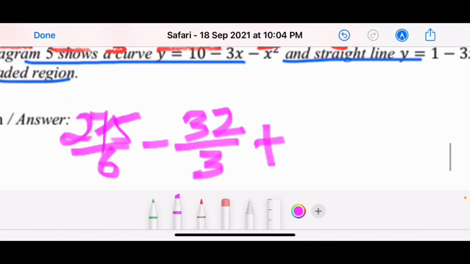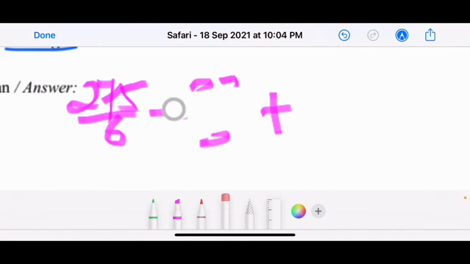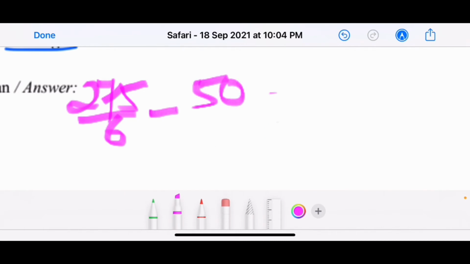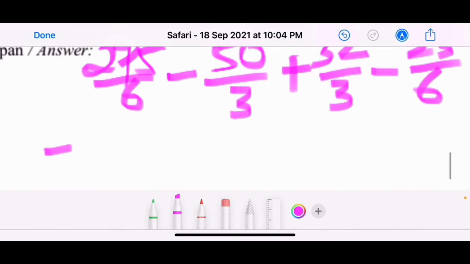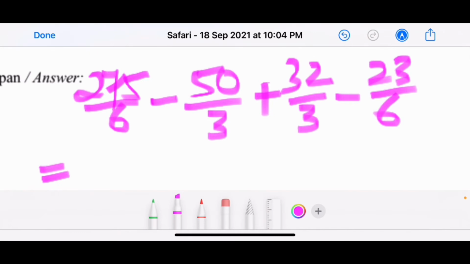Okay, 50 over 3 first. The conclusion is 275 over 6 minus 50 over 3 plus 32 over 3 minus 23 over 6. This is our answer. Let's press the calculator.